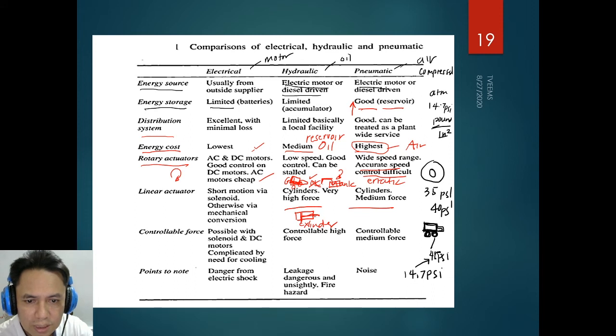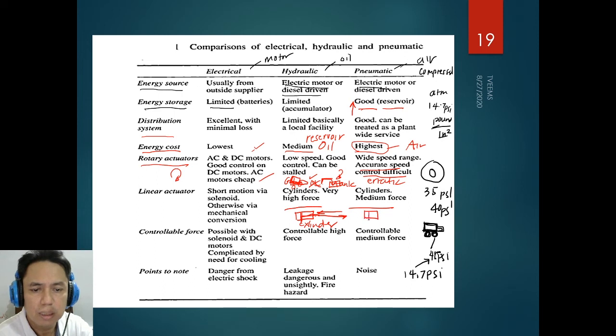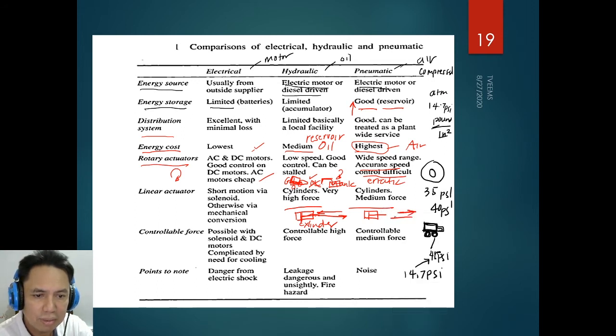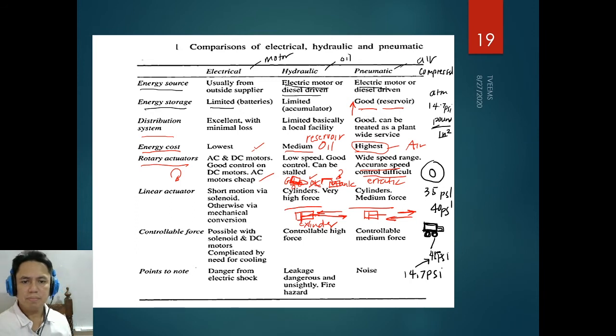So what the cylinder does is just go forward and backward linearly. The same is true with the pneumatic: it will just go forward and then go backward. So, linearly. What about linear actuation in terms of the motor?